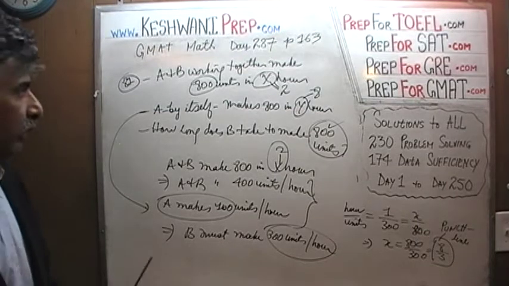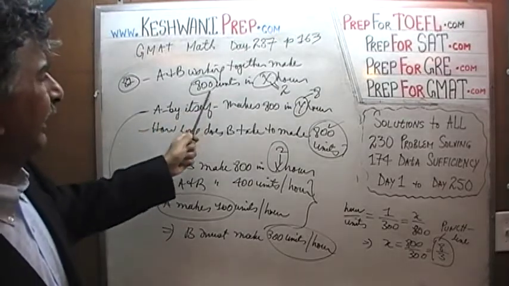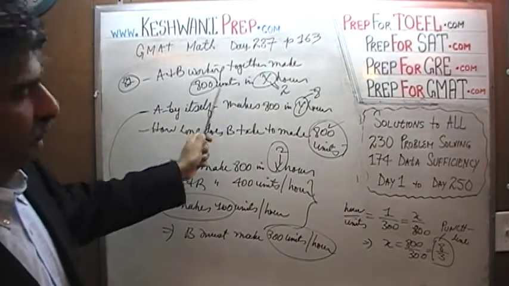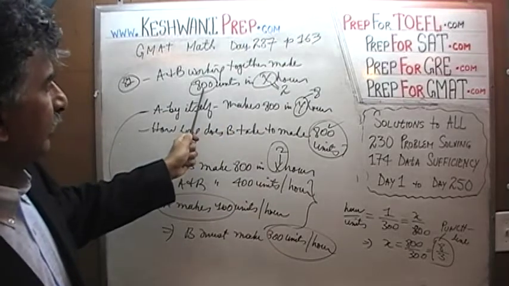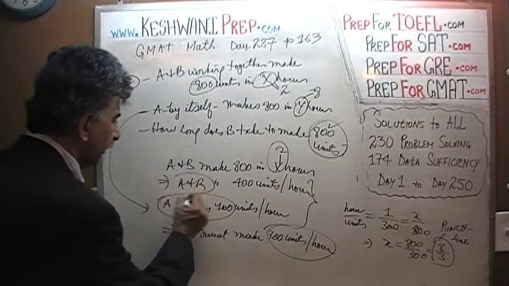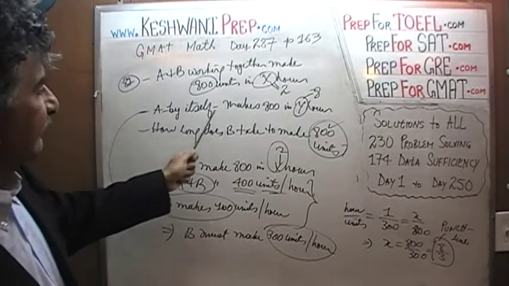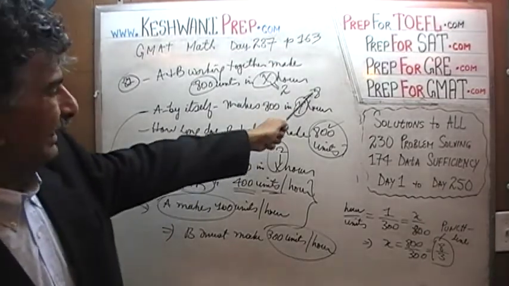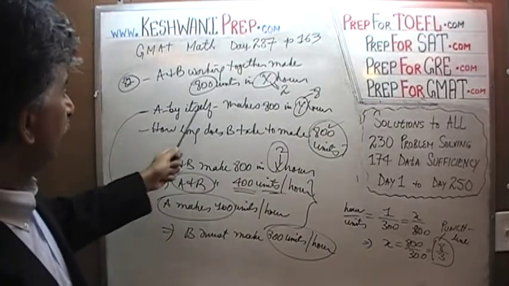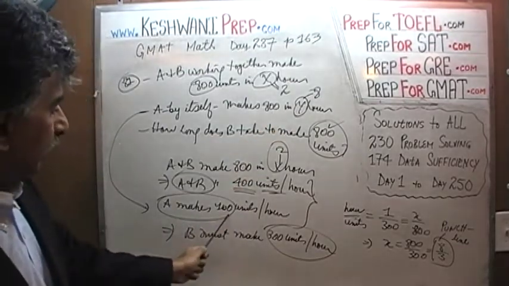So one more time very quickly before I erase everything. We were told that A and B working together make 800 units in x hours. We plugged in some nice number here for x, which is nicely divisible into 800. We plugged in 2, which means they're making 800 units in 2 hours, which means they're making 400 units every hour. Then they go on to tell us that A by itself makes 800 units in y hours. We plugged in 8 for y, which tells us that A is making 100 units per hour.